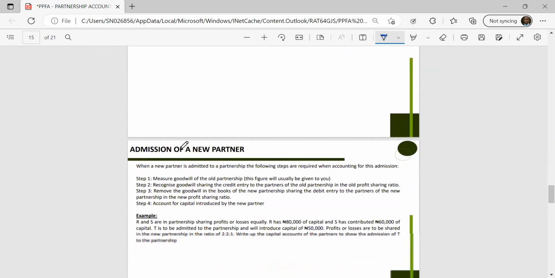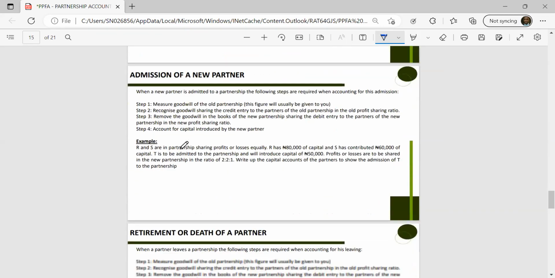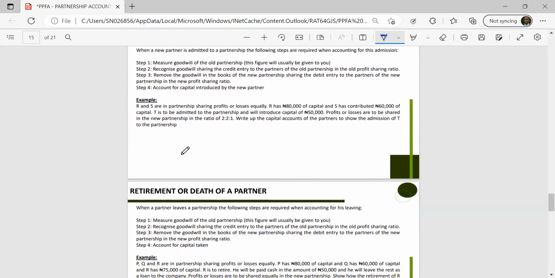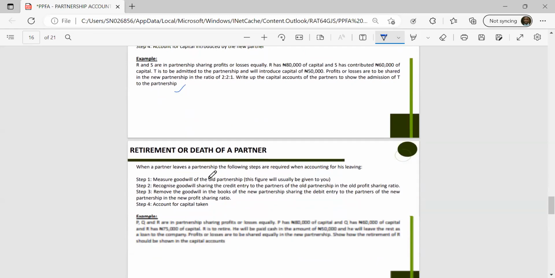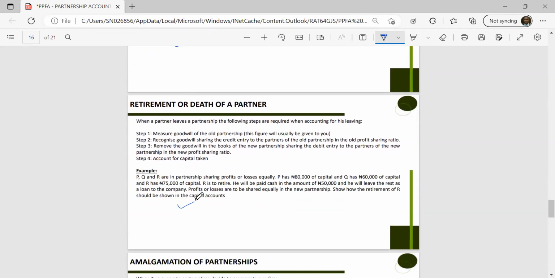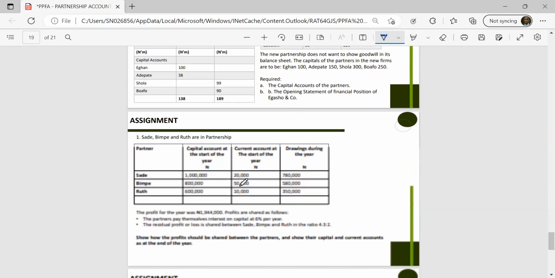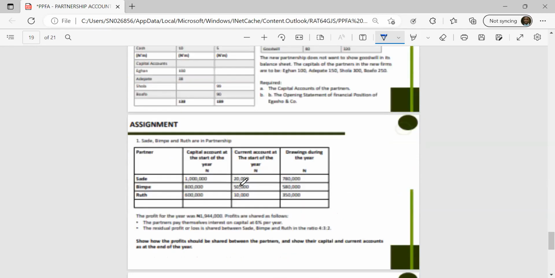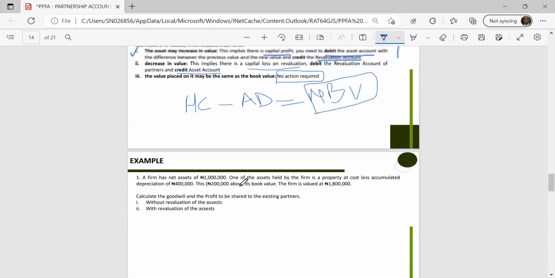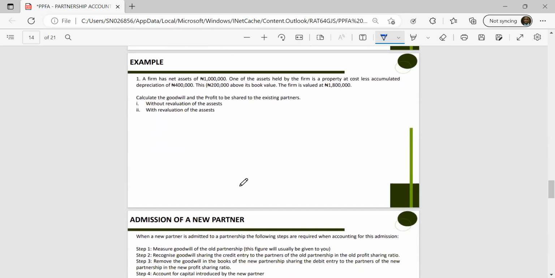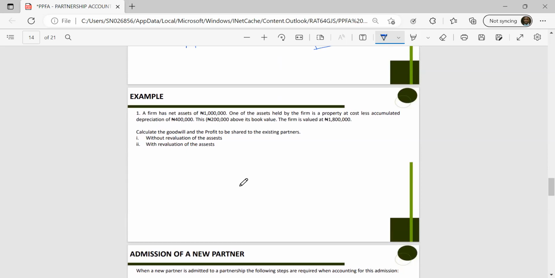So please try out this example here. We'll continue from here in our next class. We'll continue from admission of a new partner. As you can see, I have examples there that we can use to solve that. We have retirement or death of a partner. We have amalgamation, and as usual, I have loads of assignments for you guys. So in our next class, we'll quickly finish this partnership accounts part. Then we'll look at incomplete records, how to finalize incomplete records and how we can post that.